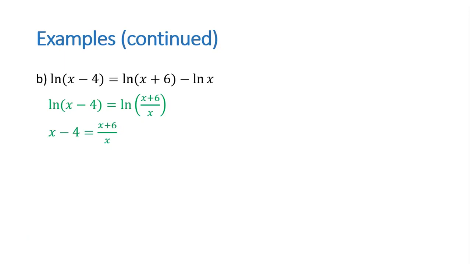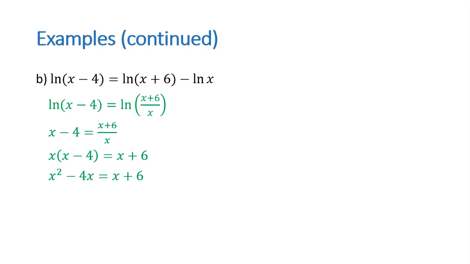Anytime we have a rational equation, we need to get rid of the denominator first. So first thing I want to do is I want to multiply both sides by x. On the left-hand side, I now need to distribute the x that I just multiplied. So I have x squared minus 4x is equal to x plus 6.